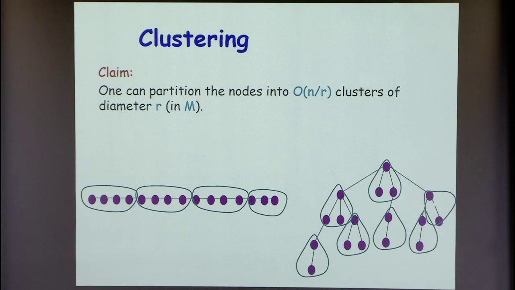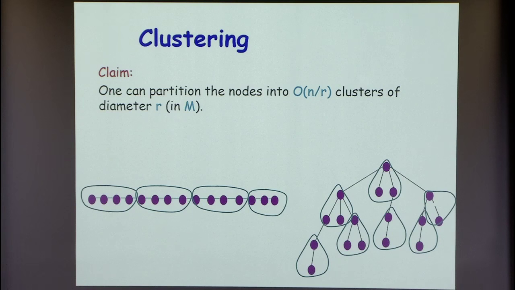Okay, so a simple claim that we will use is the following. Let's consider our MST, again, with all weights 1. We can always partition the nodes in the MST into clusters with diameter R, so we get a parameter R. So we can always have roughly n over R clusters of diameter at most R.